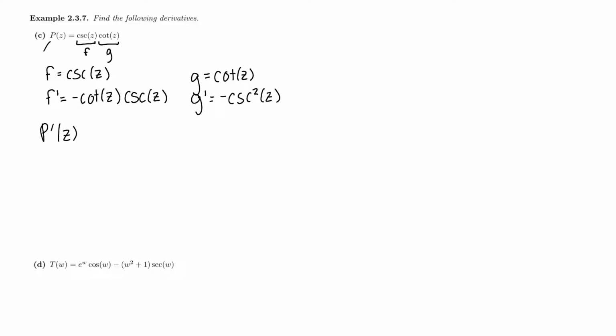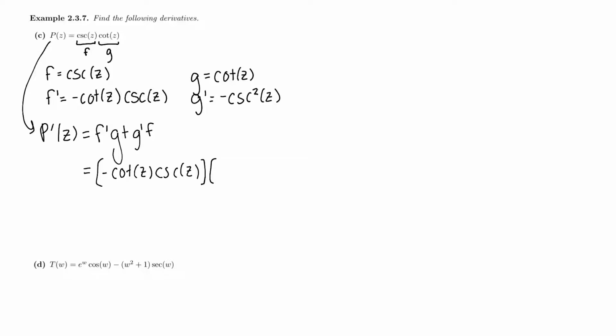So for the derivative of our big function, remember this will be f prime g plus g prime f. So we have negative cotangent z, cosecant z. g was cotangent z. Plus g prime is negative cosecant squared z.